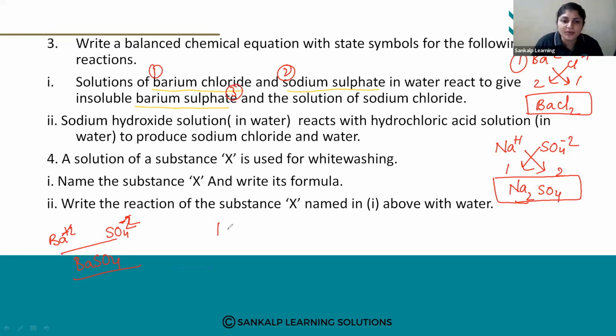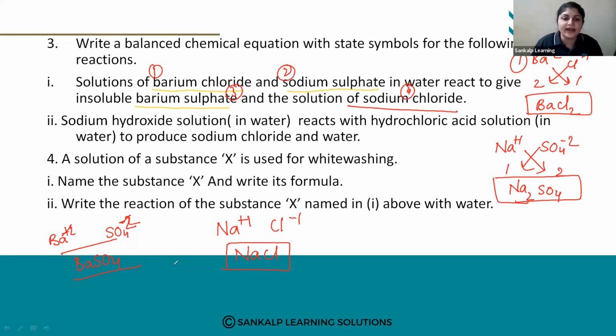And fourth is sodium chloride. Sodium is Na plus, chloride is Cl minus. So plus 1 minus 1 also get cancelled and this will be NaCl. So these are our 4. Okay, so 2 reactants, 2 products.